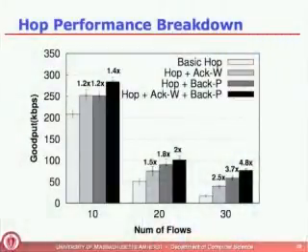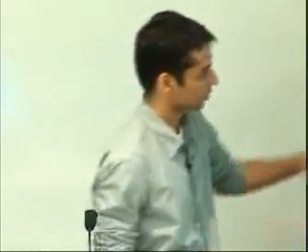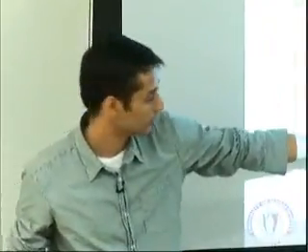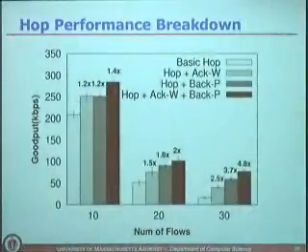So the performance breakdown. HOP has 5 different components. Which component gives you how much of a benefit? I'll show you the microblock prioritization separately because it impacts delay. But the main components in HOP are really ACK withholding for hidden terminals and back pressure for congestion control. What this experiment shows is the goodput for 3 different experiments, one with 10 concurrent flows, 20 concurrent flows, and 30 concurrent flows.